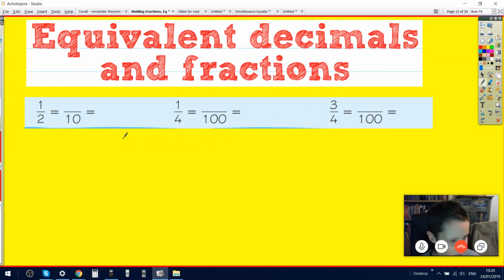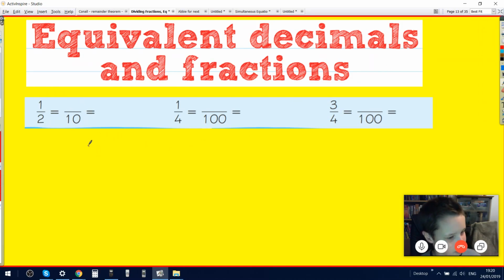Okay, equivalent decimals and fractions. A half is the same as what over 10? 5/10. And do you know what that is as a decimal? I think maybe 0.5. Yeah.